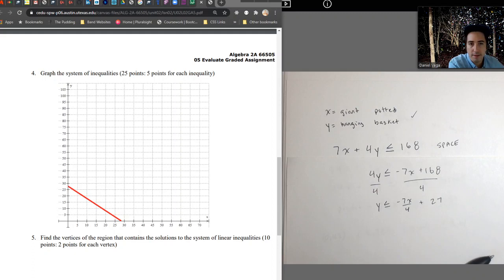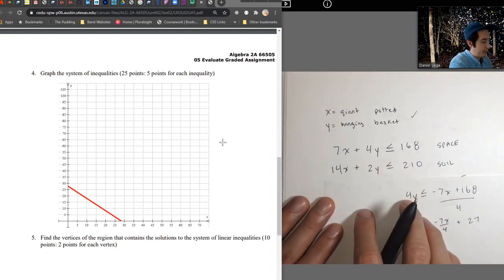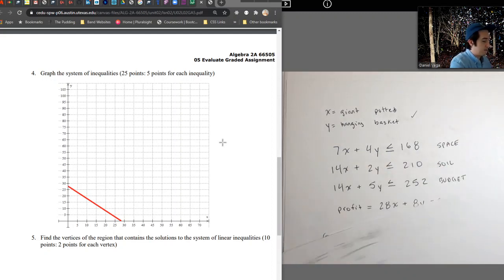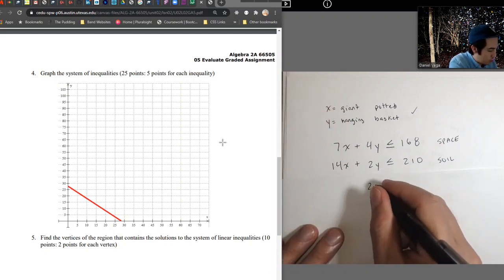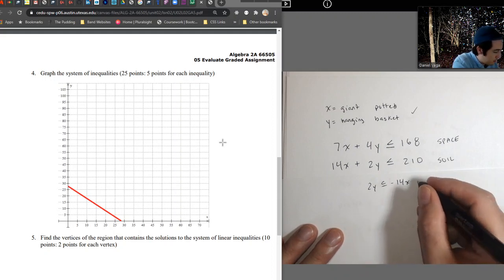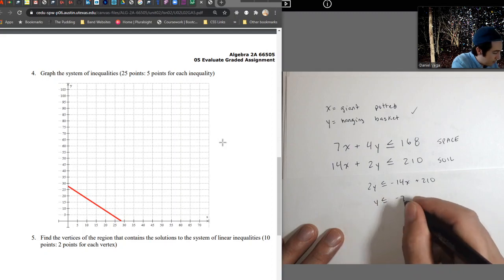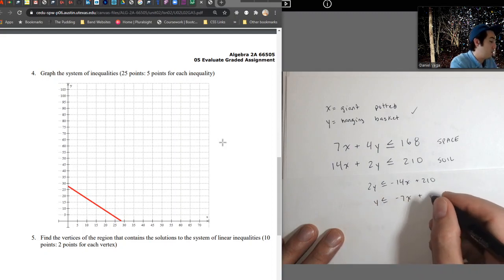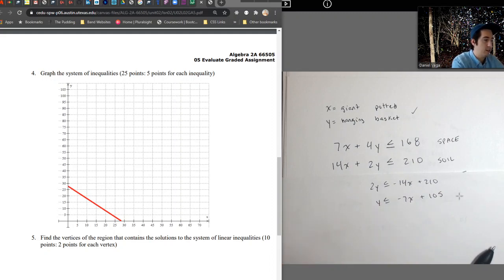Let's do another graph. Let's do blue. So the next one here, this 14x plus 2y is less than or equal to 210. Same basic idea. Subtract 14x, and then divide by 2. You get negative 7x plus 105. So let's graph that line. Again, I'm putting it in slope-intercept form because it's easier to graph.